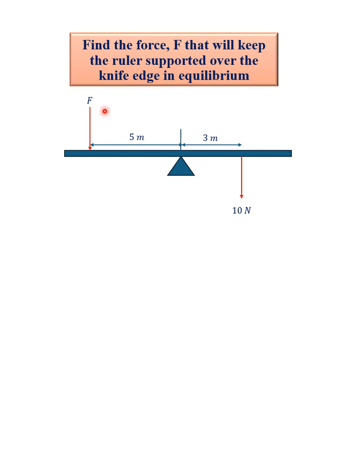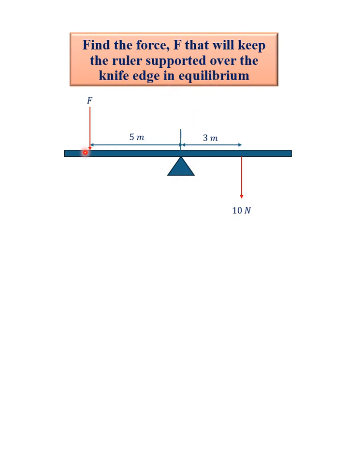What will be the value of this force F so that this ruler can balance horizontally on this knife edge? That is what the question is saying. It's saying we should find the force F that will keep the ruler supported over the knife edge. This is the knife edge in equilibrium.